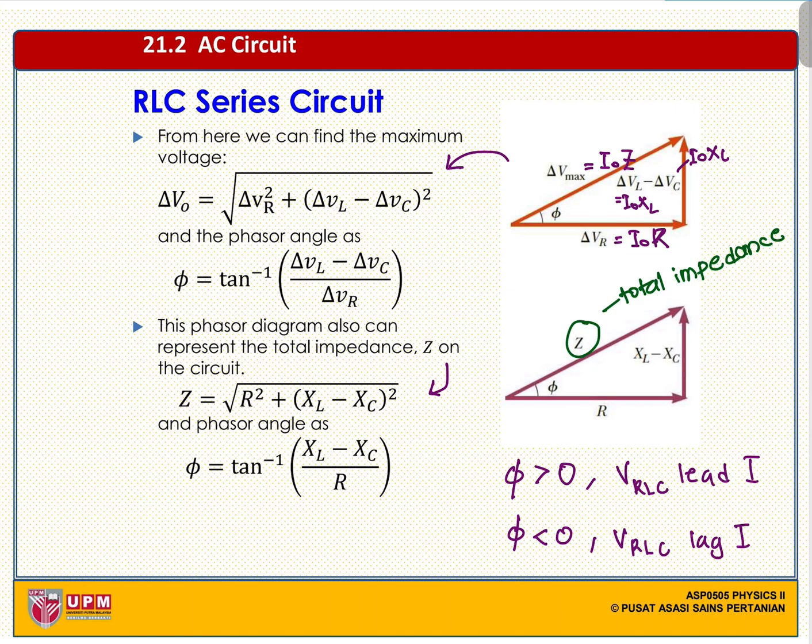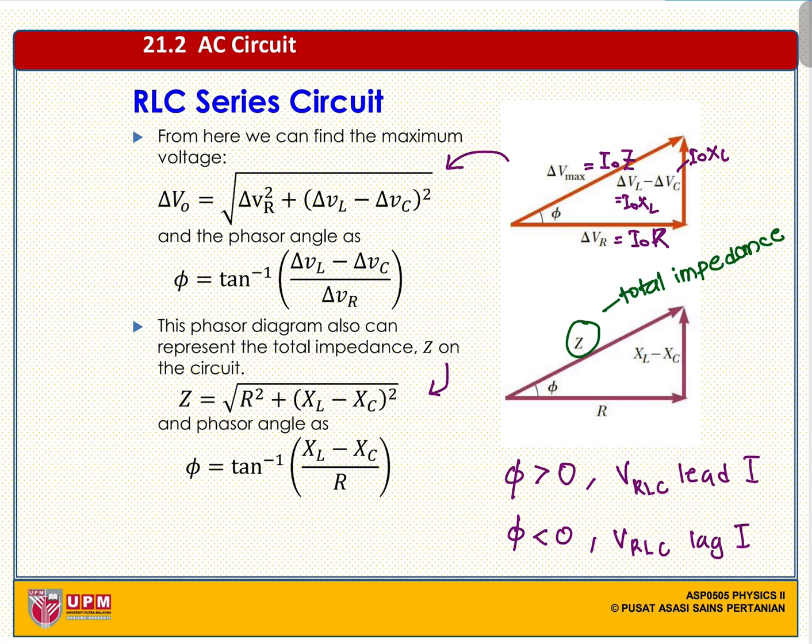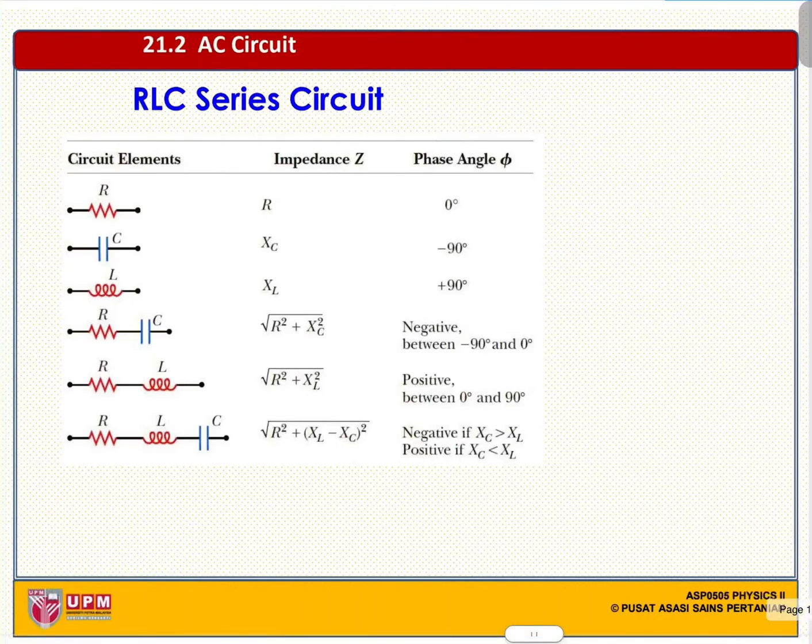So you can also use this equation or this figure to find the phasor angle. You must get the same answer. If you don't get the same, something is wrong with your calculation. Alright? Okay. Now let's look at your RLC circuit. It can have R only. So you have the source connected with R only.